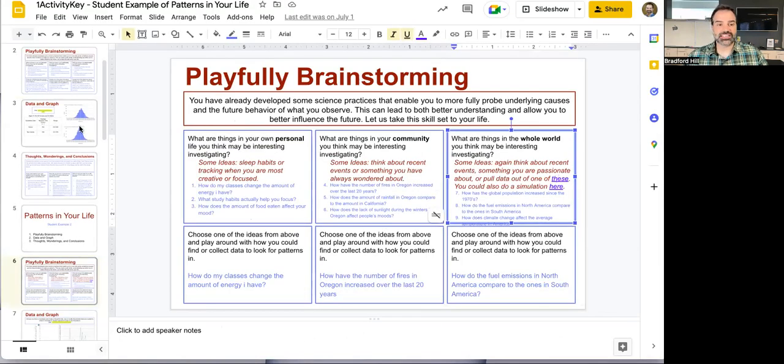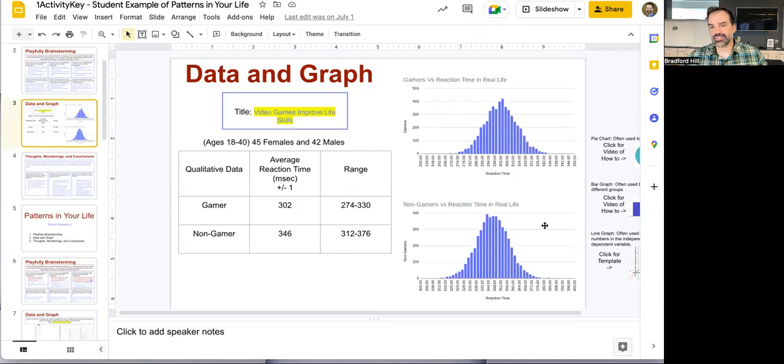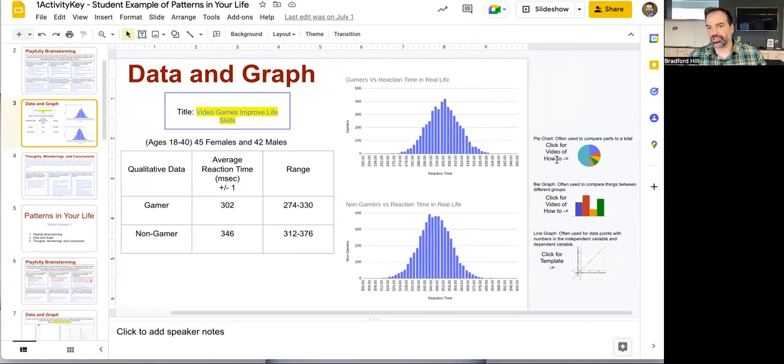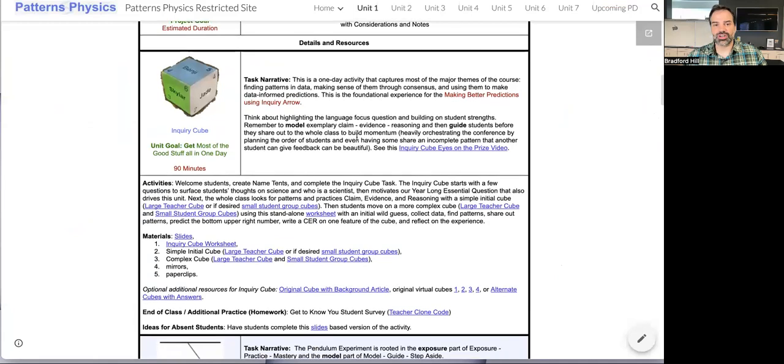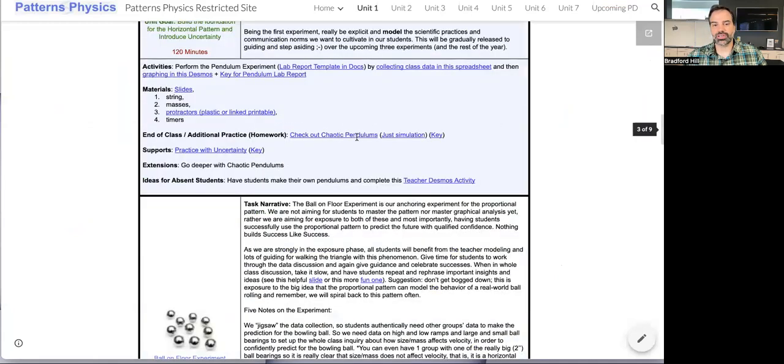And then all we ask is that they re-visualize. That's really just to get them thinking about what data visualization is, what you're doing with a graph. They can either turn it into a pie chart, so here's a tutorial for them to turn it into a pie chart, a bar chart, or get a little more practice with Desmos. And then they write thoughts, wonderings, and conclusions. They just reflect on it. Really great project.